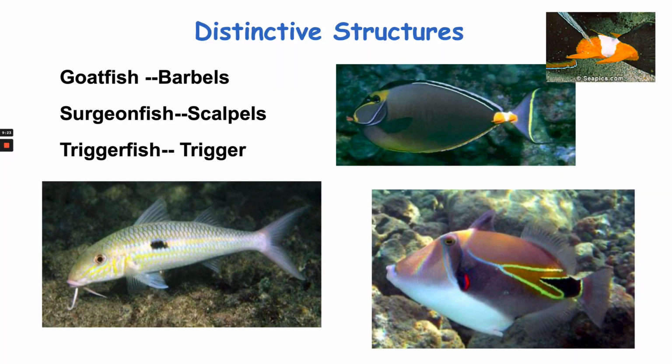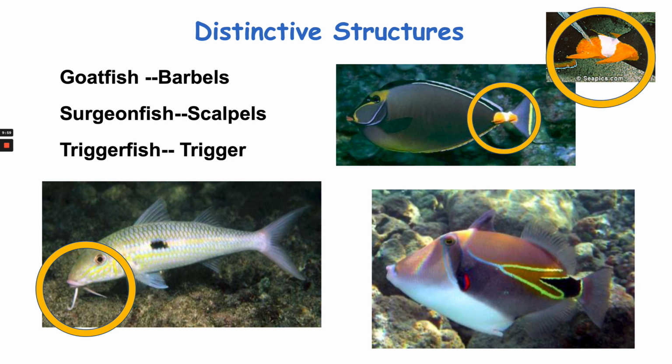Some of the distinctive features that we can look for on fish to help us identify them, and I hope you do want to identify fish. So next time you go out snorkeling and look at fish, you can see if you can figure out what kind they are and what kind of swimmers they are and maybe what they eat or where they live. Some of the things that you can look for are barbels on goatfish. They're like whiskers under their mouth, and they are sensory organs that they use to feel around in the sand and find food.